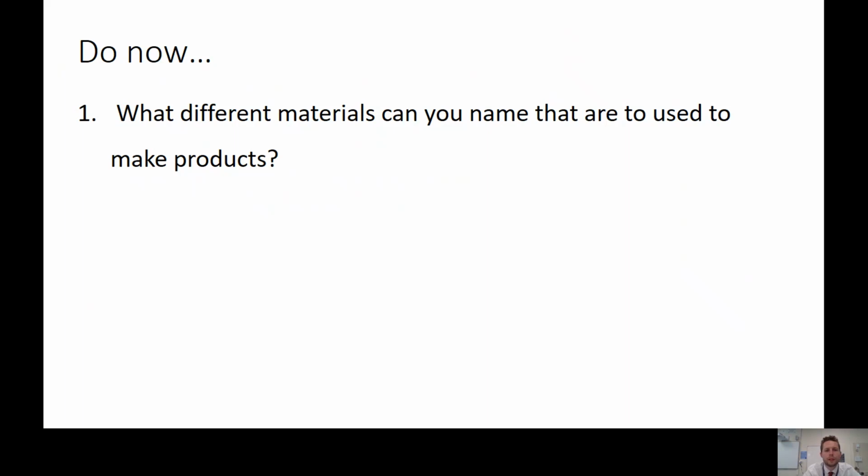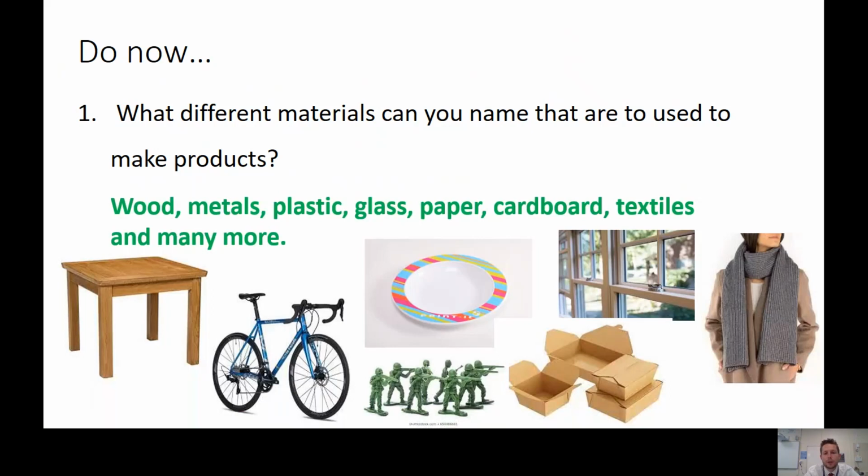Okay, good. Hopefully you've had a good chance to have a think and have a chat about the different materials that you can think of that are used to make products all around us. What you've all got might be very different and very varied. So let's have a look then. There's probably lots of materials that you were able to come up with, but some of the main ones that hopefully you've got on your lists are wood, metals, plastics. A lot of products are made from glass, paper and cardboard.